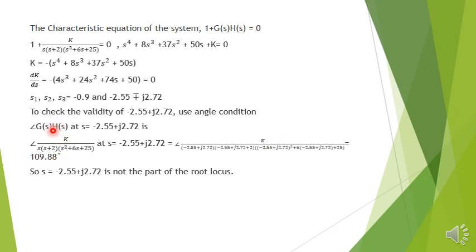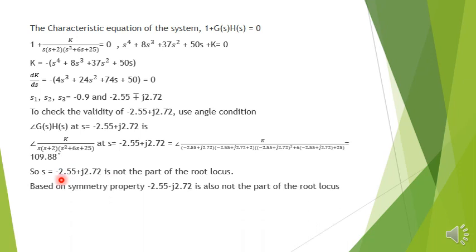So the angle of G(s)H(s) at s equal to minus 2.55 plus j2.72 is 109.88 degrees, which is not an odd multiple of 180 degrees. So this is not a part of the root locus. That means this is not a valid breakaway point. If this is not a valid breakaway point, then by the property of symmetry, minus 2.55 plus or minus j2.72 is also not part of the root locus. If one is not a part of the root locus, its complex conjugate is also not a part of the root locus.